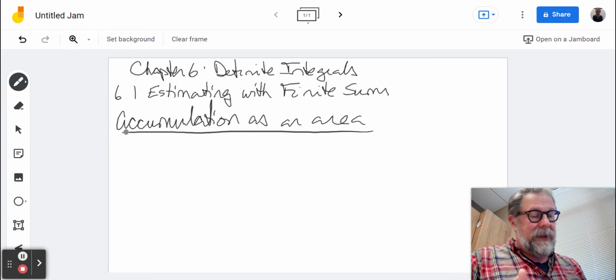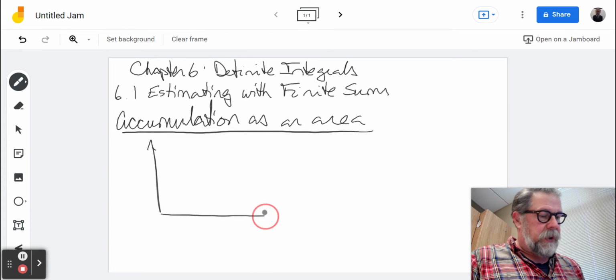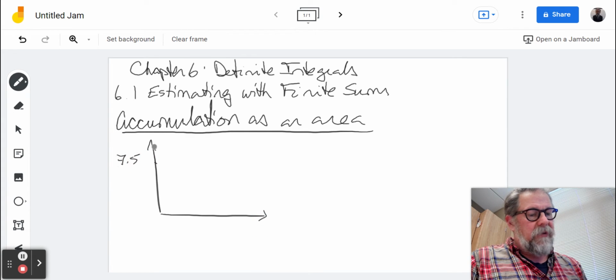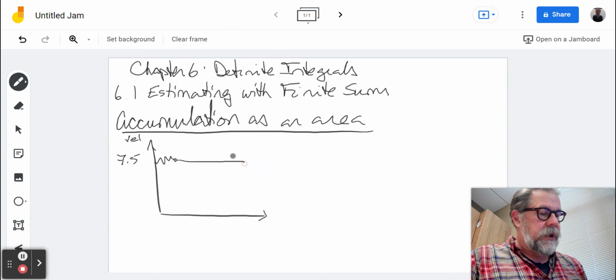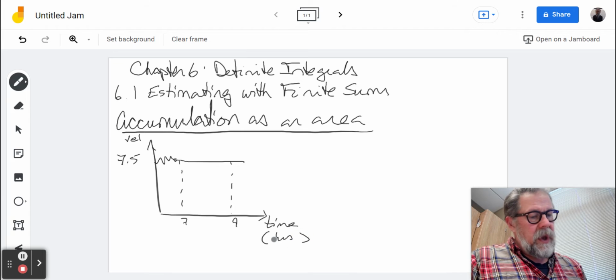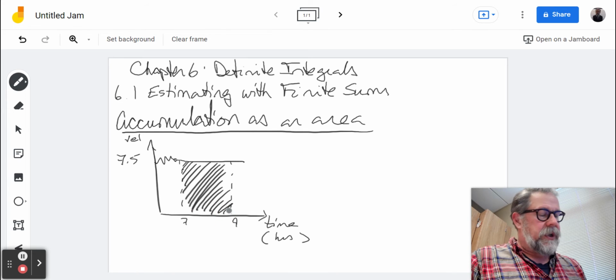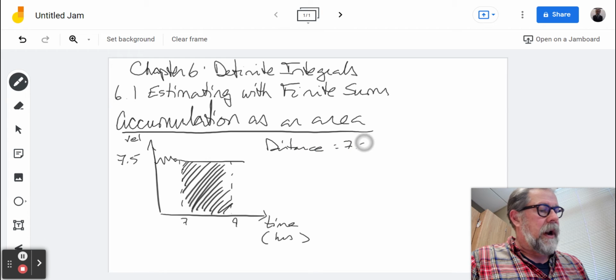So when we're talking about this, most basic example, let's talk about a ship sailing at sea. It is going 7.5 nautical miles per hour. So this is the velocity in nautical miles per hour. And it travels this distance from 7 to 9. This is time in hours. Now, if I look at this problem, clearly I know that the distance that the ship traveled is 7.5 nautical miles per hour times 2 hours, which is 15 nautical miles.